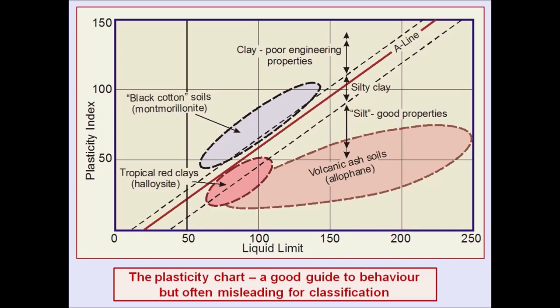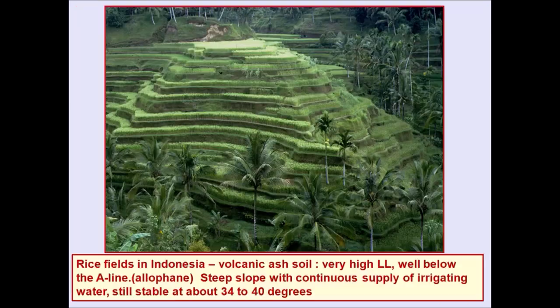So the usefulness of the chart is this, that it gives you a good guide to the sort of properties you can expect from that soil. If it's plotting well above the A line, you've probably got a problem soil. Low shear strength, high compressibility, strong tendency to shrink or swell during moisture content changes. If it plots well below the A line, you can generally expect it to have high strength, low compressibility, and not show much in the way of swelling or shrinkage properties. So that's the usefulness of the plasticity chart as a broad indication of the likely properties.